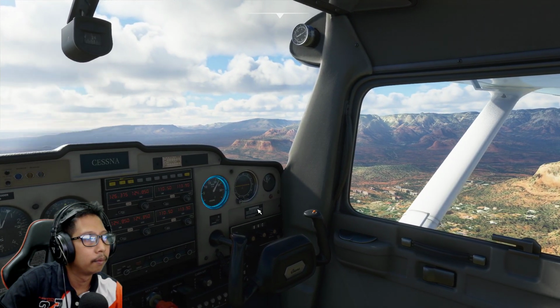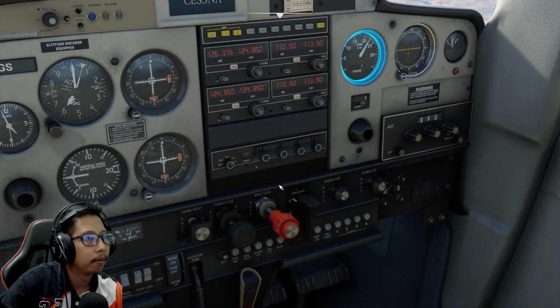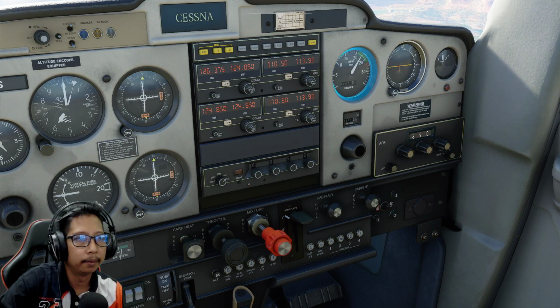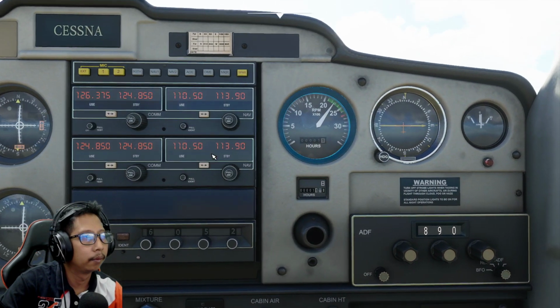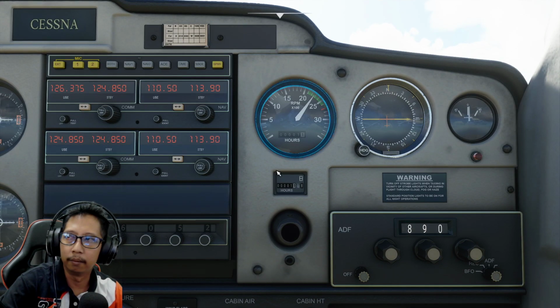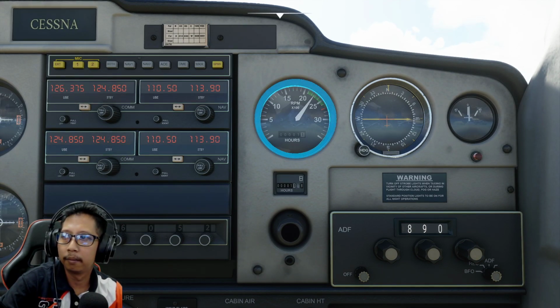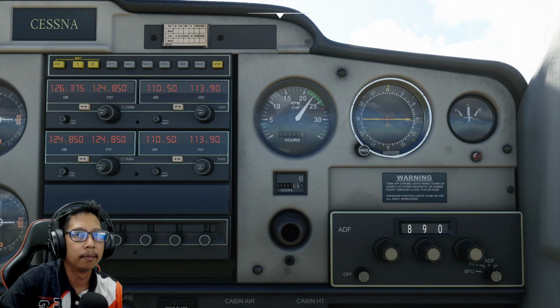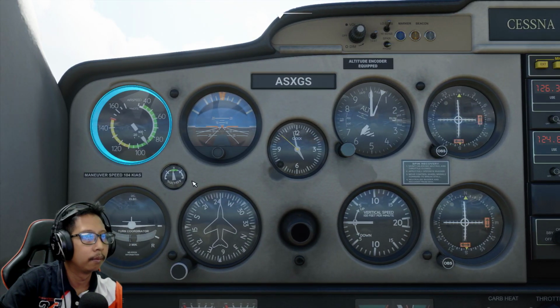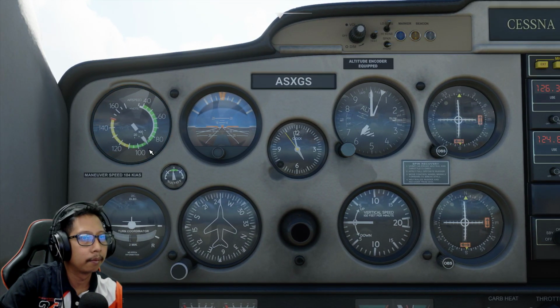Next up, check your tachometer to see how much power the engine's generating. All right, approximately 2,300 revolutions per minute. Attitude and engine RPMs combined translate to aircraft performance. Which leads us to your airspeed indicator. And last but not least, your altimeter.